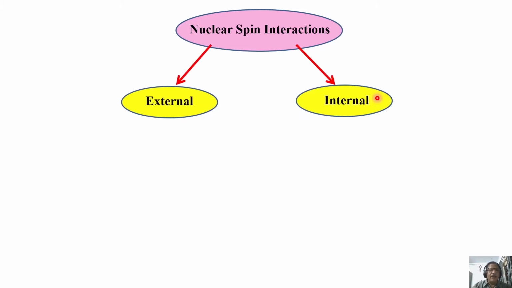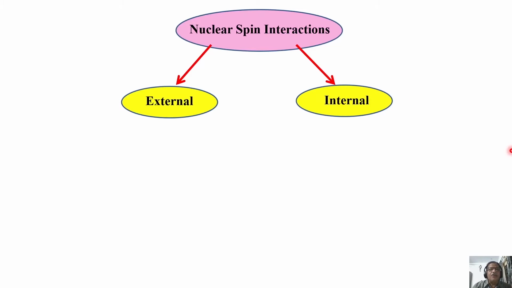For this, we need to consider few nuclear spin interactions. What are the nuclear spin interactions? I can broadly classify them into two types of interactions. One is external interaction, other is internal interaction.